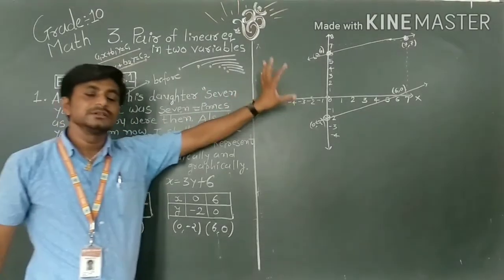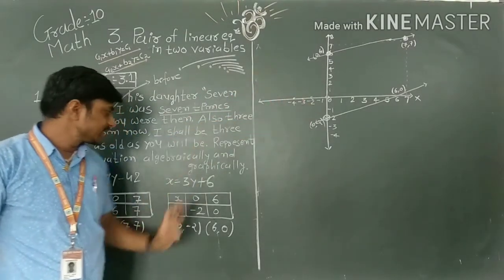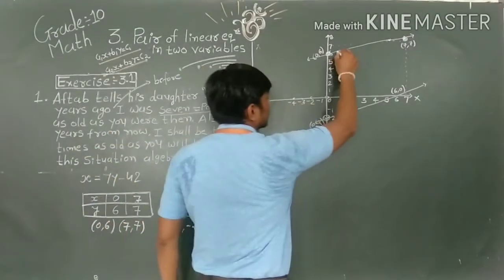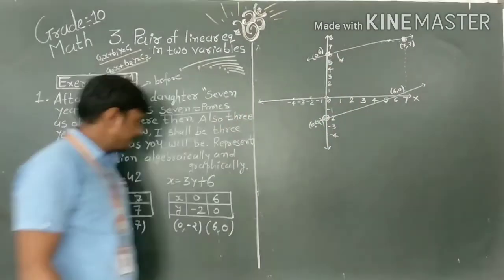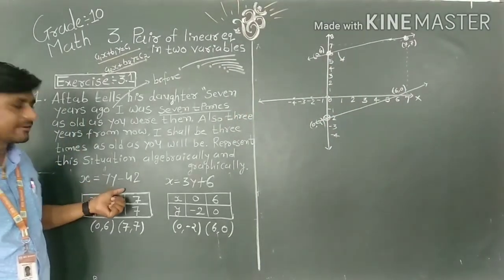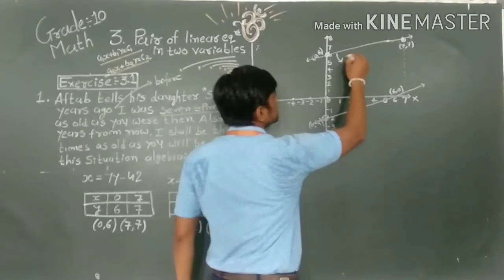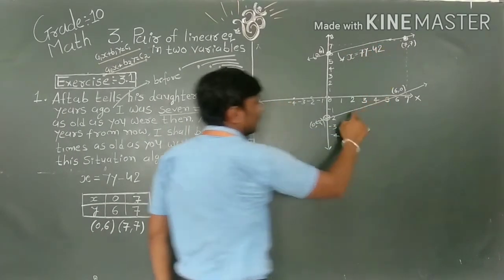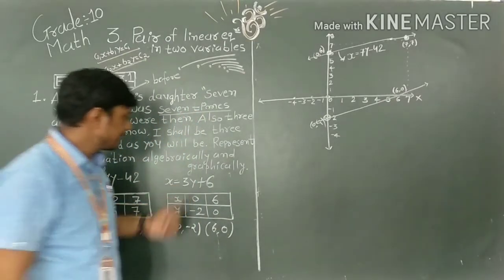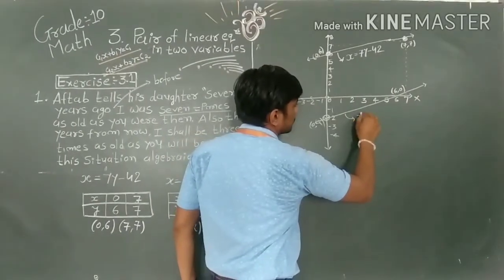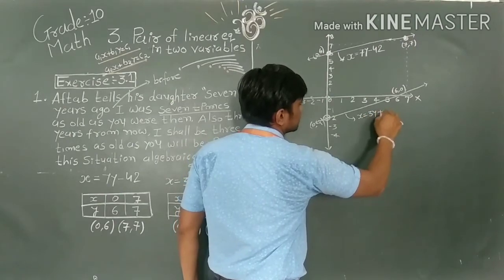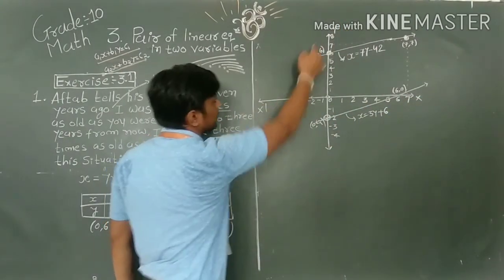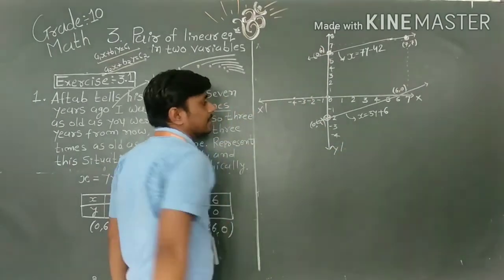Okay, and this is the geometrical meaning, or you can say the graphical meaning. What is the equation of this straight line? Obviously x is equal to 7y minus 42. And what is the equation of this line? x is equal to 3y plus 6.